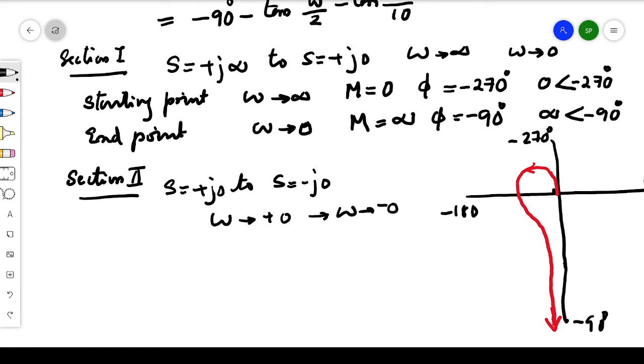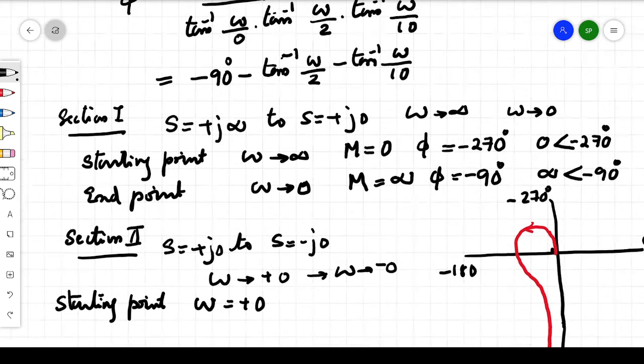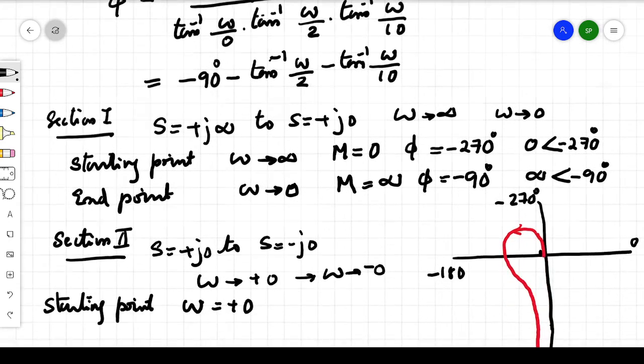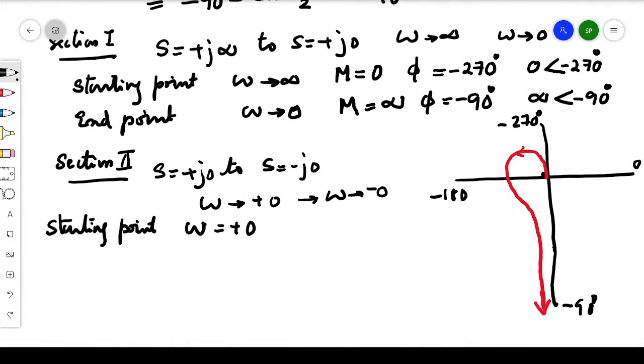Okay, so now the starting point: you have omega equal to plus 0. When you substitute omega equal to 0 here, you will be getting the magnitude as infinite, and when you substitute omega equal to 0 in the angle equation, you will be getting the angle as minus 90 degrees. So the magnitude is infinite and the angle is minus 90 degrees.